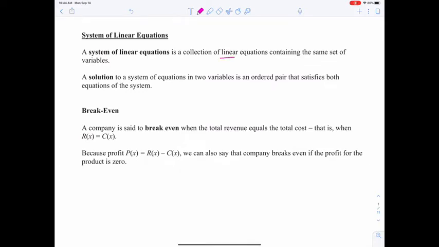So remember linear, remember that means it's a straight line. It's the equation for a straight line. A solution to a system of equations in two variables is an ordered pair that satisfies both equations of the system. And that's important here, both equations. So once you find x and y or whatever your two variables are, then we're going to plug back into both equations and make sure both remain true. Okay, we'll do that in a little bit here.